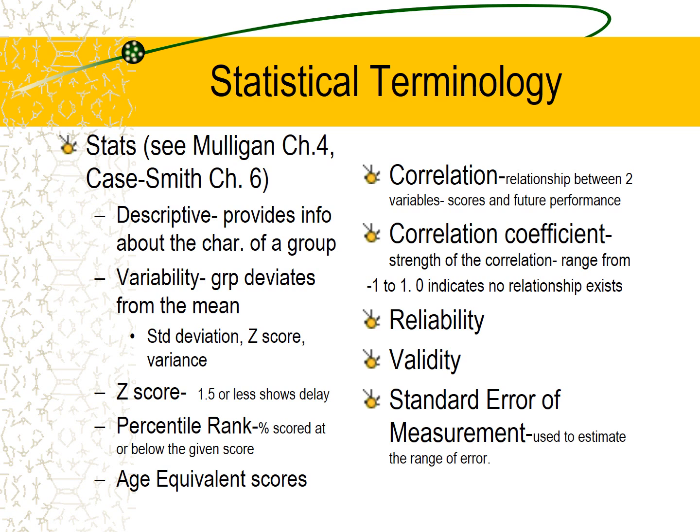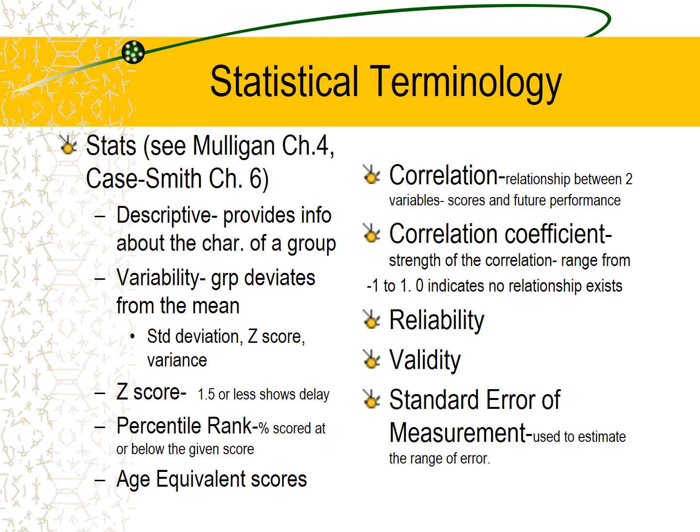So if we were to give the same assessment over and over and over again to the same child, there would be a level of fatigue or boredom or attention issues. And so that standard error of measurement just gives us a range. Instead of a standard score of 15, it would say the standard error of measurement is plus and minus 3.